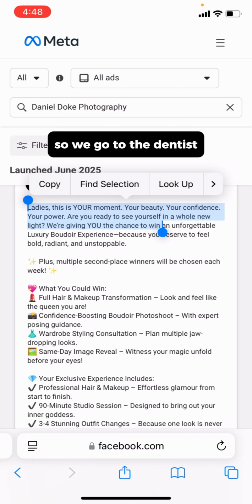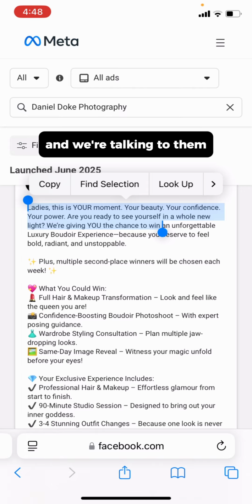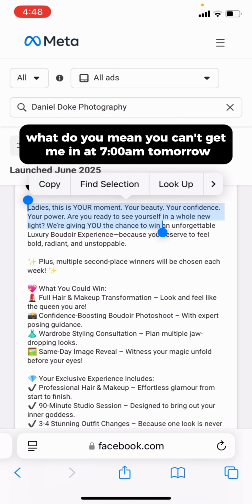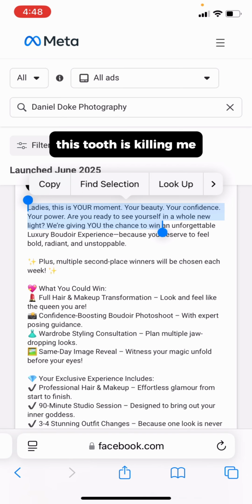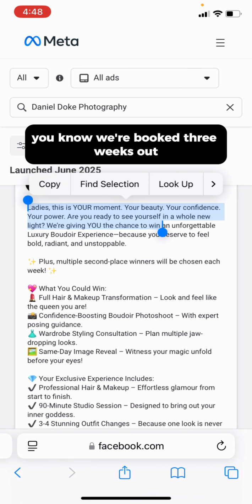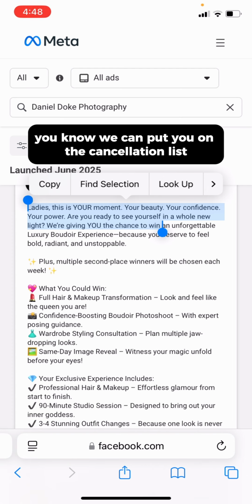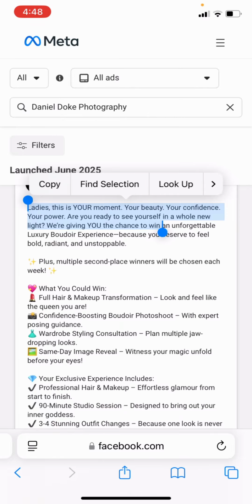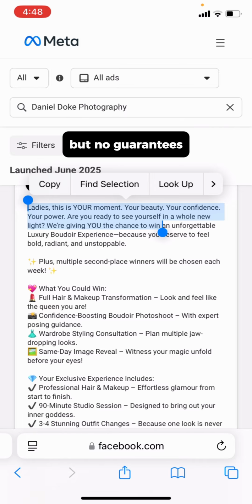So we go to the dentist. Well, we actually call up our dentist, see if we can go in. Call up our dentist, and we're talking to them, and we're like, what? What do you mean you can't get me in at 7:15 a.m. tomorrow? I'm dying here. This tooth is killing me. And they're like, well, hey, we're booked 3 weeks out. So we have no slots, but we can put you on the cancellation list. So if someone cancels, and you're up next, then we can get you in, but no guarantees.